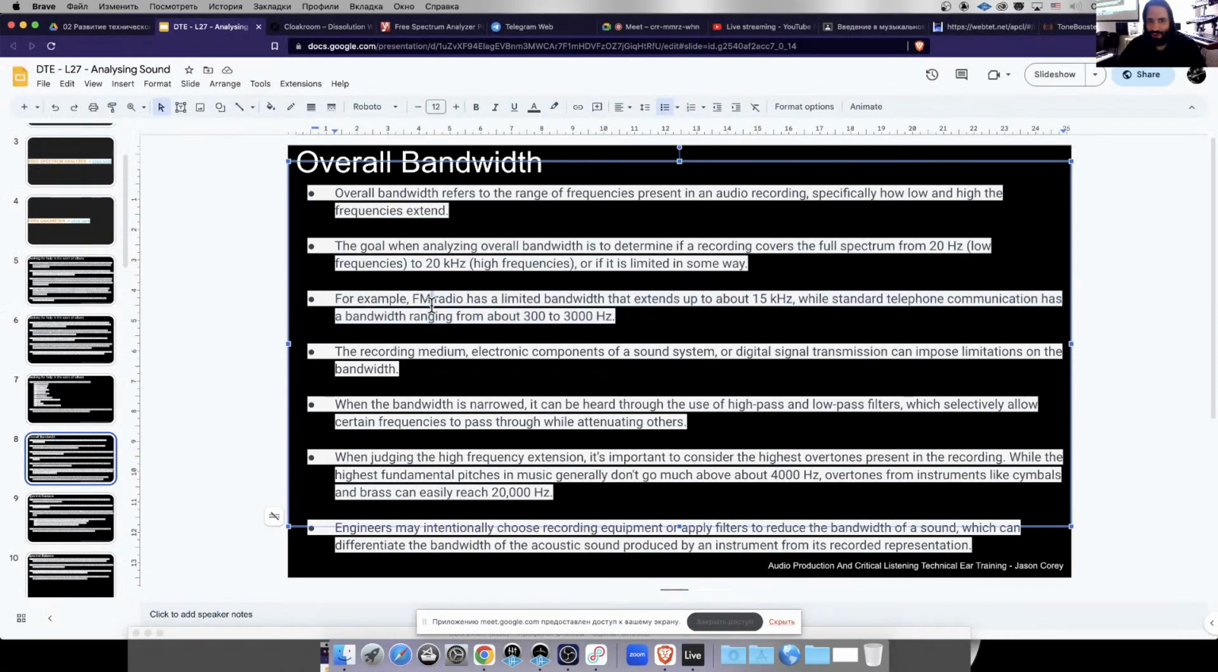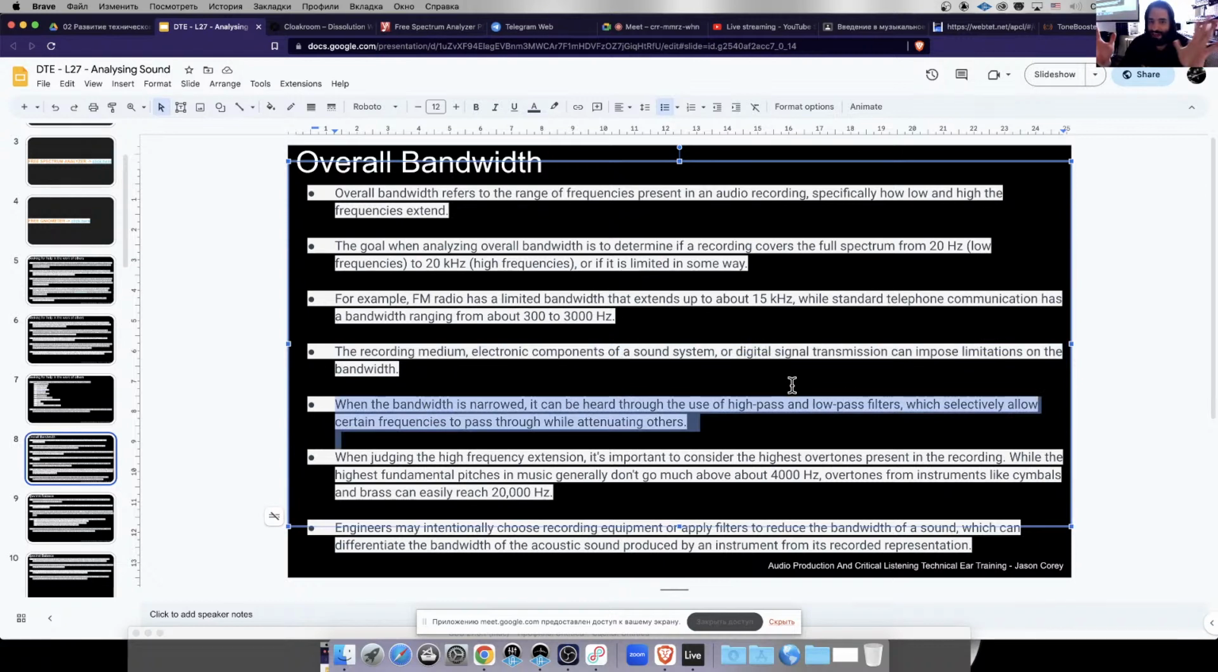FM radio has a limited bandwidth, by the way, of about 15 kilohertz. So everything you hear on FM radio has almost no information above 15 kilohertz. I mean on the radio, just in the car. And standard telephone communication goes between about 300 hertz and 3 kilohertz. So if you call somebody on the phone and play them some music, may it be Portishead, it has nothing above 3 kilohertz anyways. No, I'm kidding.